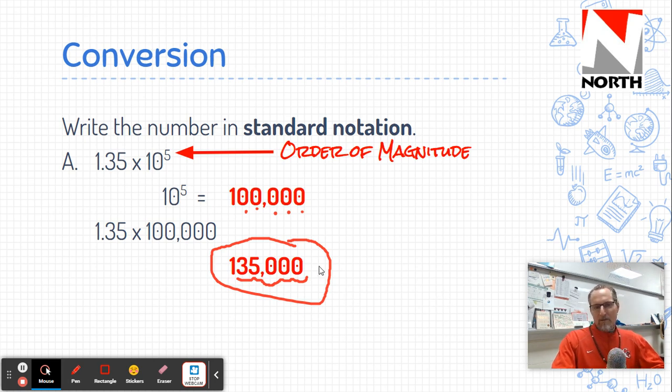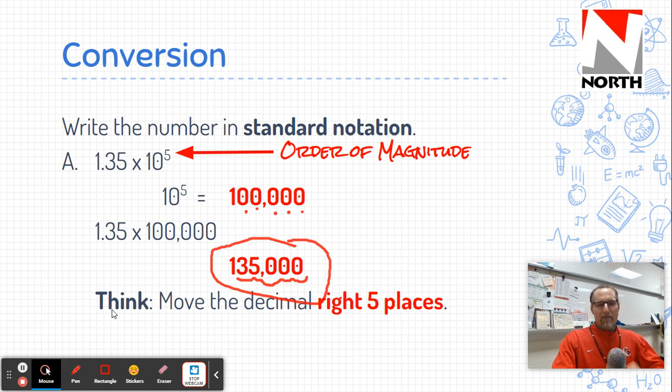However you find it most useful is how we want to do that. And so again, I just move this decimal point over five places. When I see that as a positive five, I just think move the decimal point to the right five places.